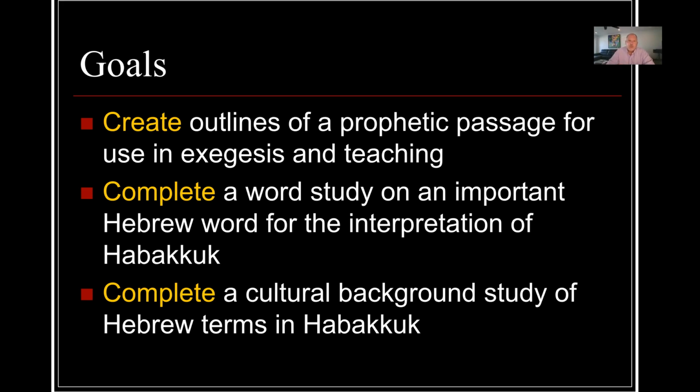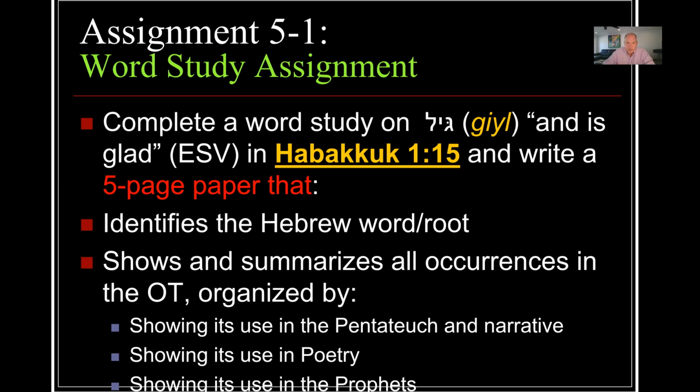Our goals were to create outlines of a prophetic passage, and that is where one of these comes in: what kind of outline was called for. You were to complete a word study on an important Hebrew word, and then finally to complete a cultural background study of Hebrew terms in Habakkuk. So on the word study, Gil, which is often translated glad, but has a wide range of translation.